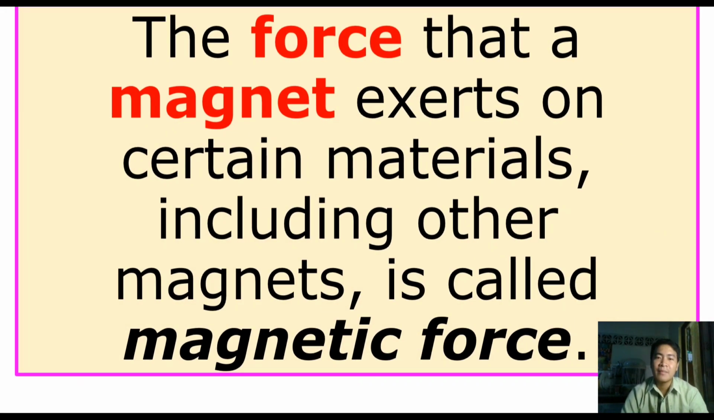So the force that a magnet exerts on certain materials, including other magnets, is called magnetic force, which we are not able to see, or it is invisible. So it can attract other metals, which we cannot see.